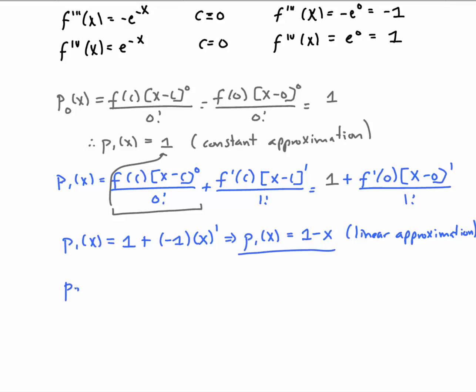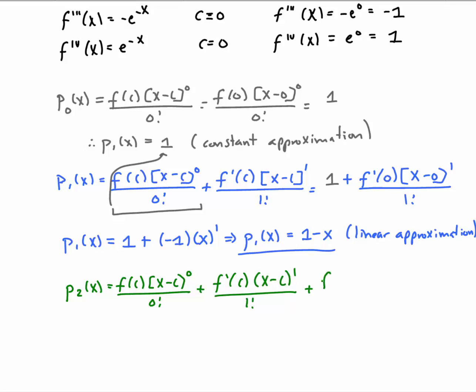Let's go ahead and look at our quadratic, P2 of x. That's just going to be basically my previous P1 of x plus the second derivative, but I'm going to go ahead and write it out. So I'm actually going to change the color here so we see the change. So this is P2 of x is equal to f of c times (x minus c) to the 0 over 0 factorial, plus the first derivative evaluated at its center, (x minus c) to the first over 1 factorial. Now I have my second derivative evaluated at its center, (x minus c) quantity squared over 2 factorial.